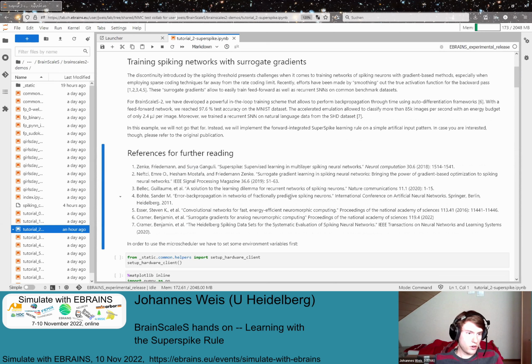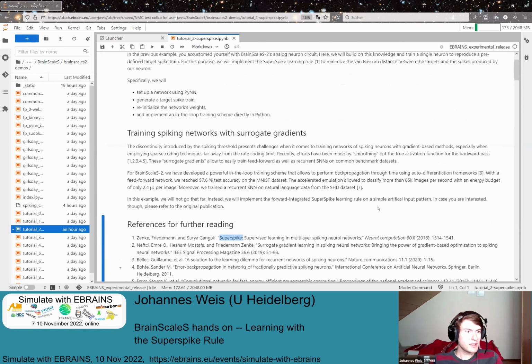There's also work on our hardware in this list. Reference number 6 used backpropagation through time, so not the exact SuperSpike algorithm, but still surrogate gradients, in order to train on the MNIST dataset of handwritten digits and the Spiking Heidelberg Digits dataset, which are spoken digits. Just refer to these publications if you're interested. And we will, in this notebook, use the SuperSpike rule.